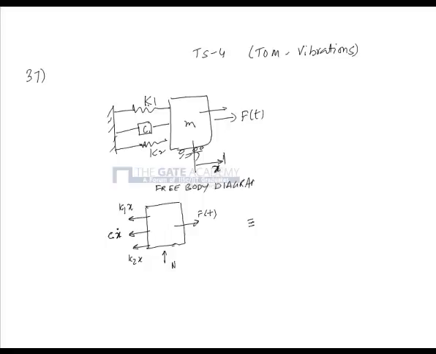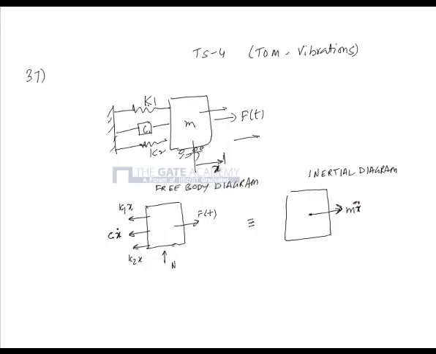The effect of all this will be the mass getting an inertial force, which is m x double dot, mass into acceleration, where acceleration is represented by x double dot. This is called the inertial diagram, on the right side. The left side has all the forces on the free body diagram. The right side has the inertial forces, because the mass can only move in the x direction, so I have written only the translational inertia, m x double dot.